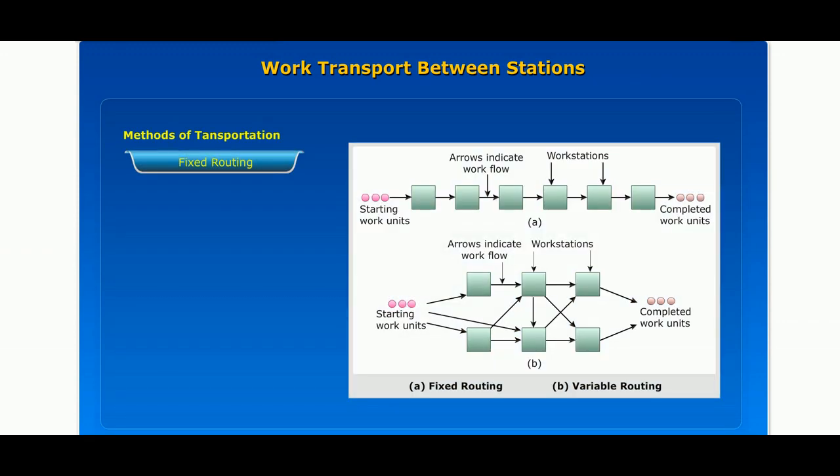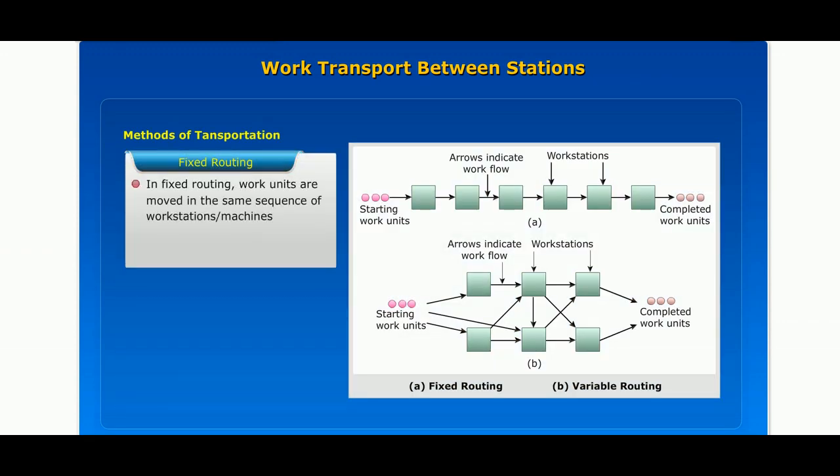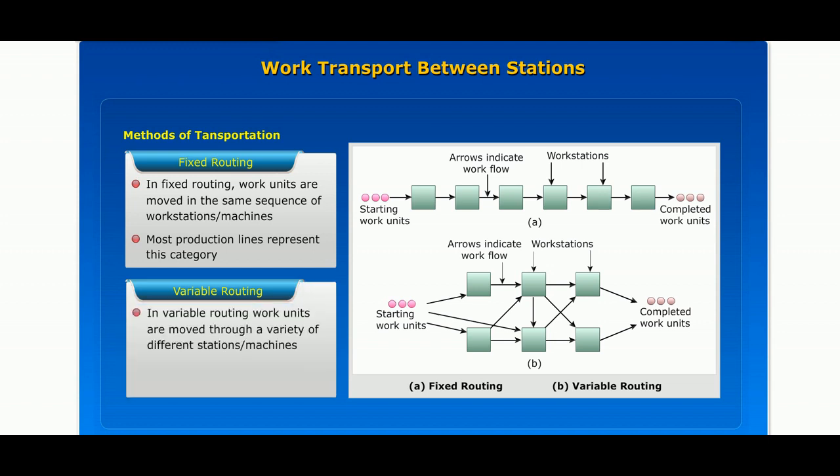Work transport between stations. Methods of transportation. Fixed routing. In fixed routing, work units are moved in the same sequence of workstations or machines. Most production lines represent this category. Variable routing. In variable routing, work units are moved through a variety of different stations or machines. Most of the job production represents this category.